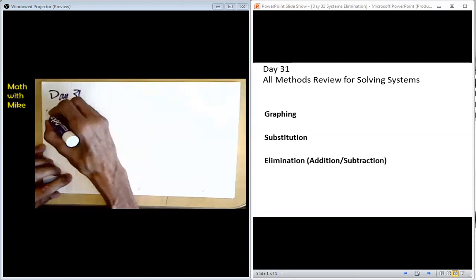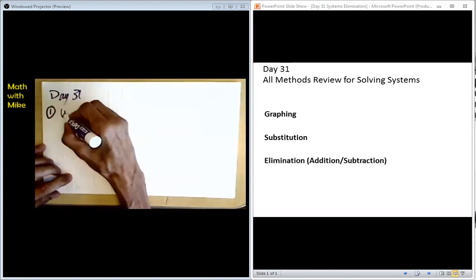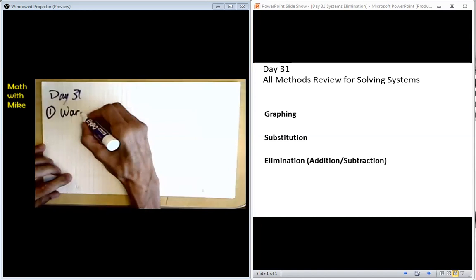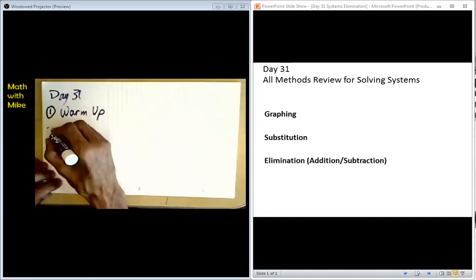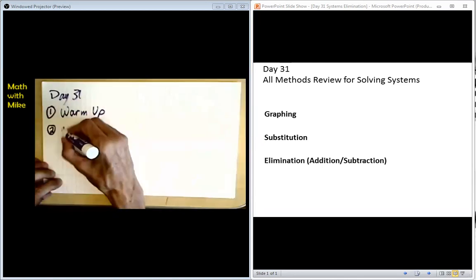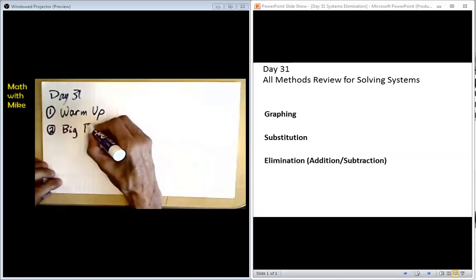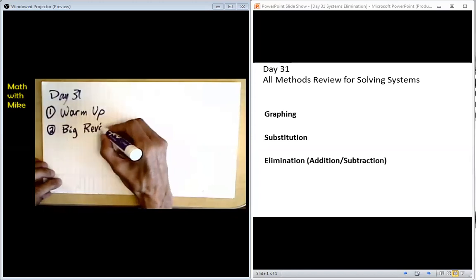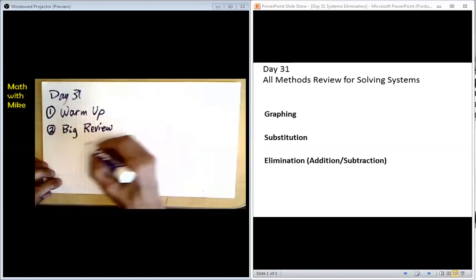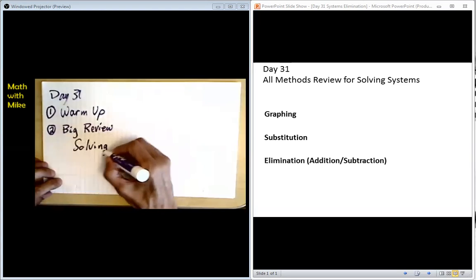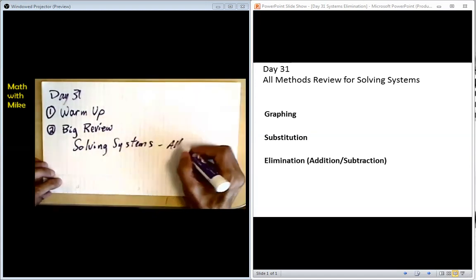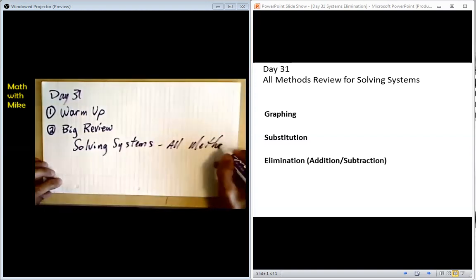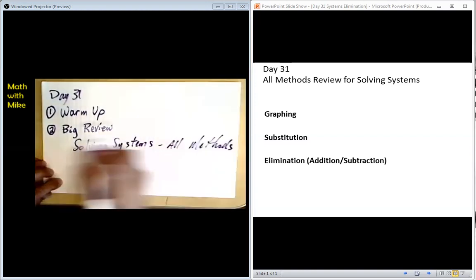Number one, we'll do a couple of warm-ups as usual, just to get some practice, get some review in. Number two, what I got is a big review today for all the methods of solving systems, all methods. That's what we're going to take some time to look at today, because we're basically at the end of this section now.